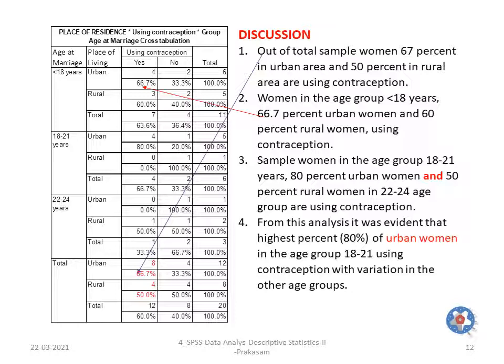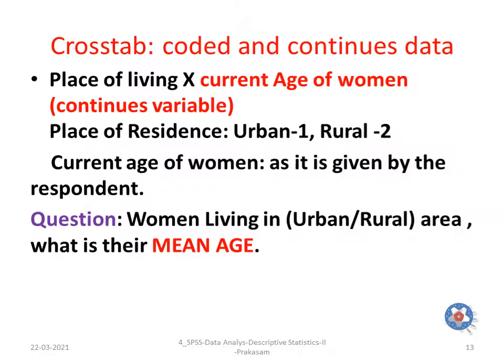Like that, we can make the interpretation from the cross tabulation which has been derived from SPSS. In the earlier video, we saw cross tabulation between variables which have been pre-coded. But now, if we have a continuous variable and we want a cross tabulation with the coded variable, we will discuss that procedure.